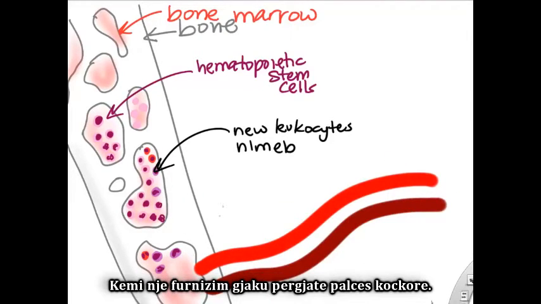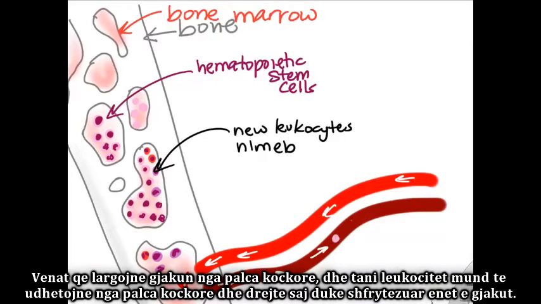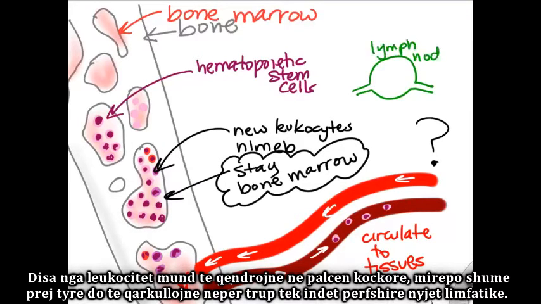We have a blood supply to our bone marrow, so we have arteries supplying blood to the bone marrow, and veins carry blood away from the bone marrow, and so now our leukocytes can travel to and from the bone marrow using the blood vessels. Some of those leukocytes might stay in the bone marrow, but many of them will circulate around the body to your tissues, including your lymph nodes.